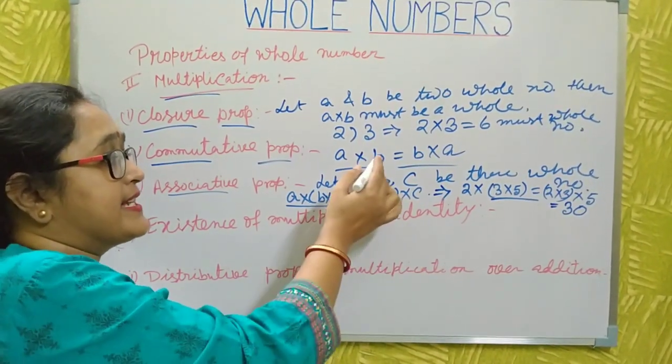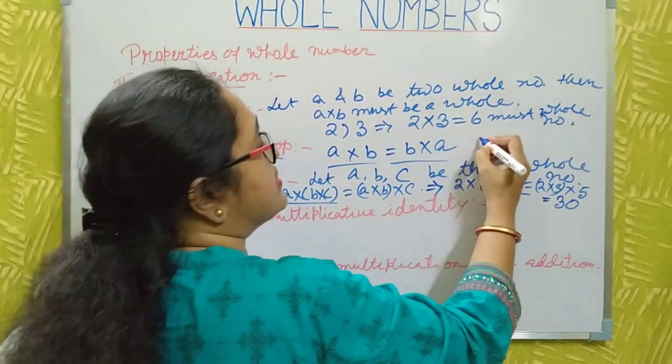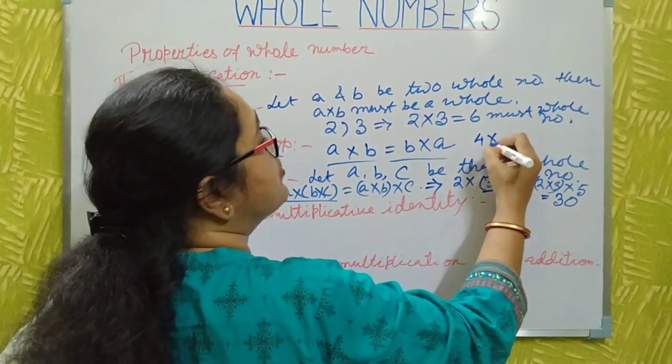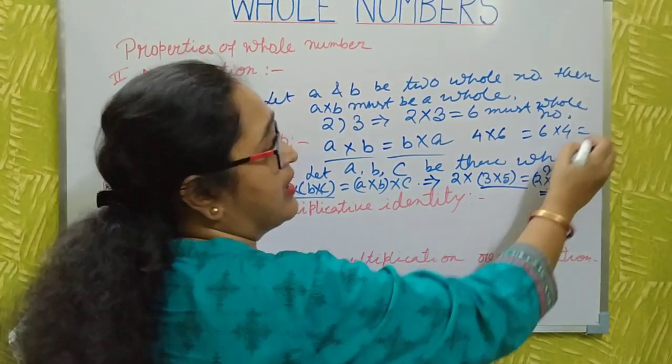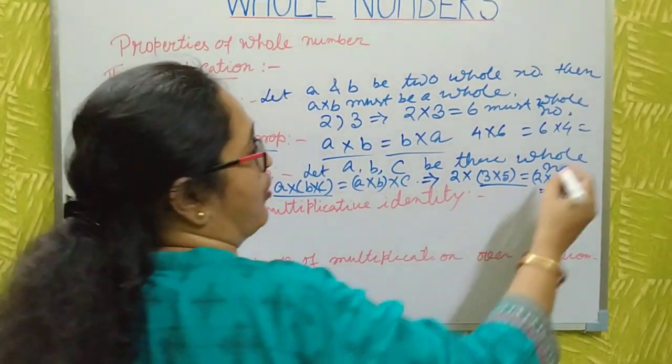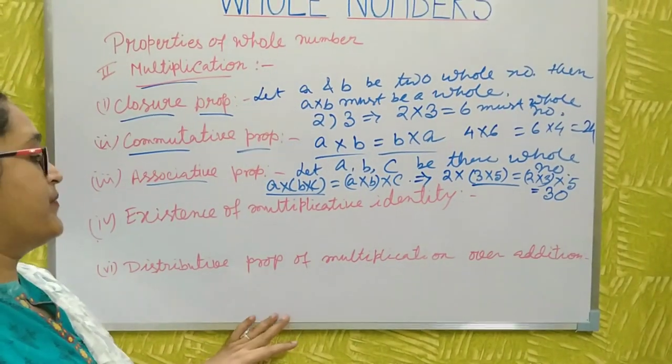Now I give an example for the commutative property. I missed it here. Now, 4 into 6 and 6 into 4 are the same. 4 6s are 24. Okay. This is the commutative property also.